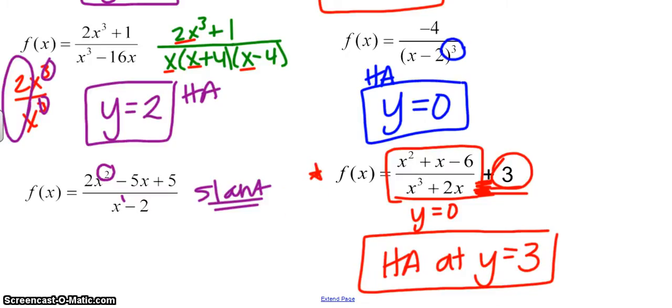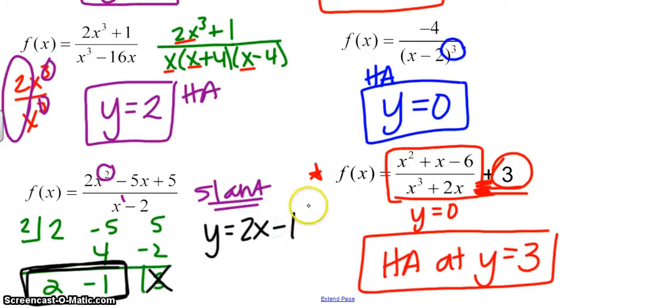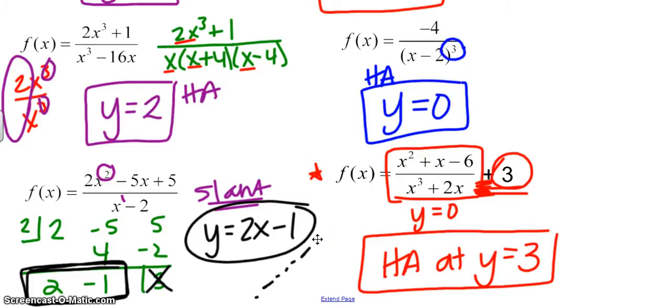Well, our slant asymptote is going to be when we divide. So I put a 2 in the box because of our divisor. Minus 5, 5, 2, 4, negative 1, negative 2, 3. Our slant asymptote is just the function part, not including the remainder. So there's a slant asymptote at y equals 2x minus 1, which means that this graph, when you graph it, will follow the line 2x minus 1.